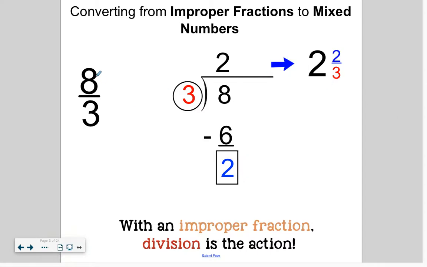So we know that fractions are division. So if we had said our answer was 8/3, with an improper fraction, division is the action. We set up our long division, 8 divided by 3. We end up with an answer of 2 and 2/3. Notice how I use the colors to show which is the whole number and which is the fraction.